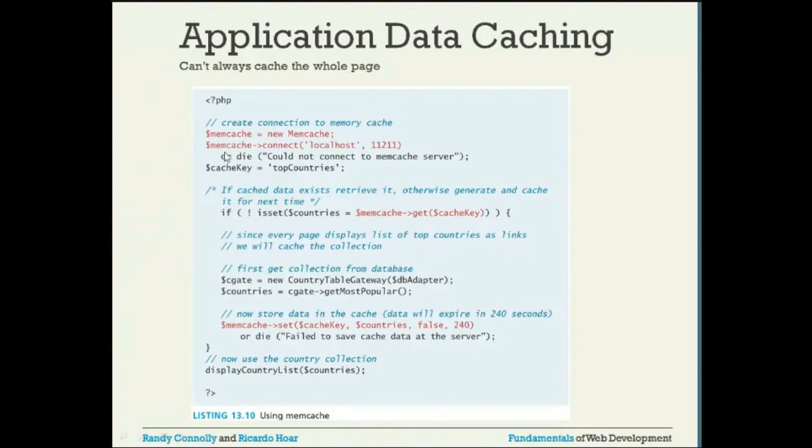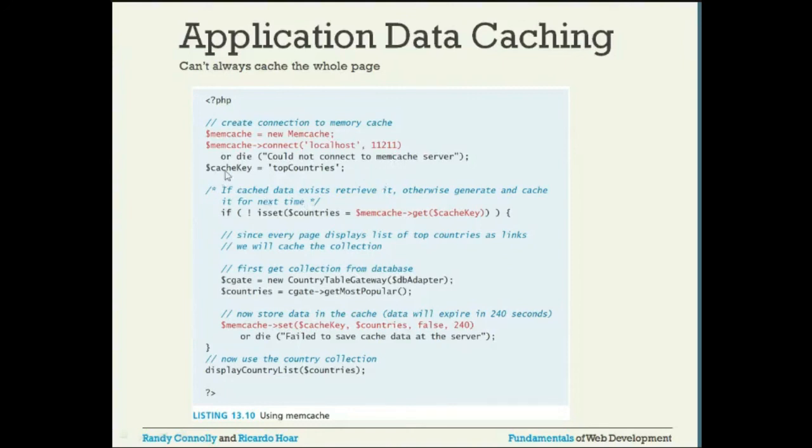Then on $memcache, we are going to call connect, so that we will make the connection to that particular memory location. If there is a failure, then die: could not connect to memcache server. If there is any problem in properly creating the memcache object, or any issue connecting to that particular cache, then it will give this particular error.